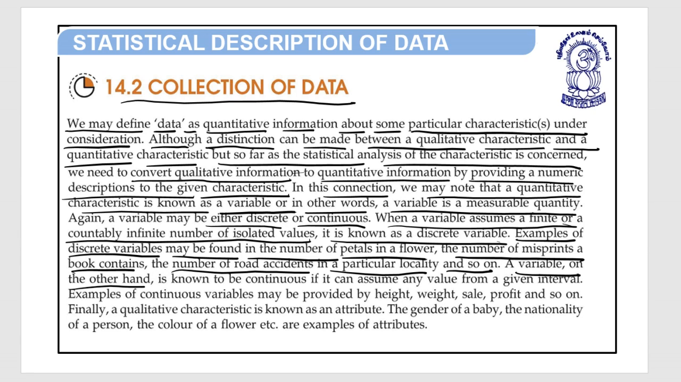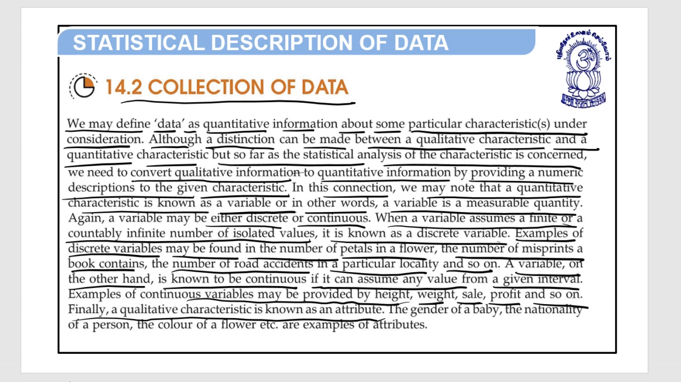A variable, on the other hand, is known to be continuous if it can assume any value from a given interval. Examples of continuous variables may be provided by height, weight, sale, profit and so on. Finally, a qualitative characteristic is known as an attribute. The gender of a baby, the nationality of a person, the color of a flower, etc. are examples of attributes.